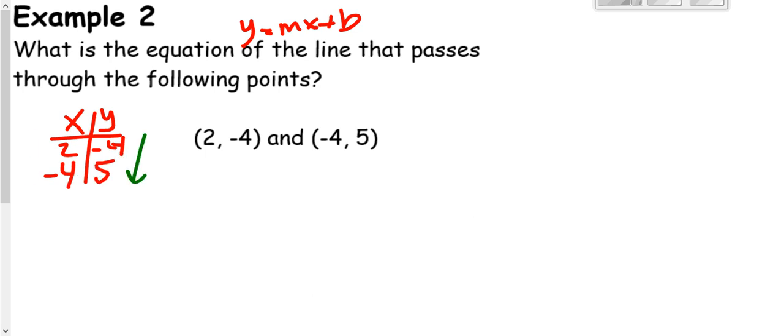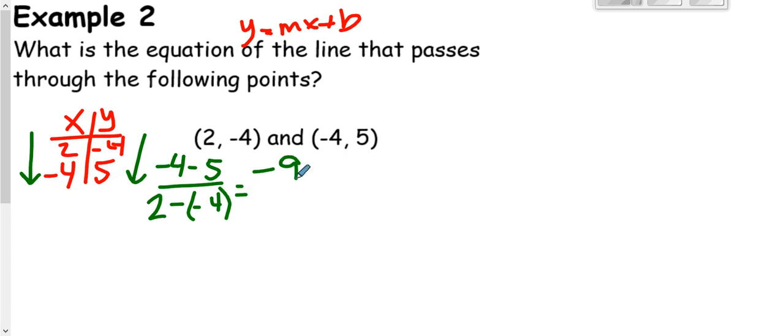And then I'm just going to subtract going down. So I have here negative 4 minus 5. Remember, we put our y's on top. It's rise over run. And then I have 2 minus negative 4. So I get a negative 9 over, change, we get a 6. So we want to reduce this, so it becomes a negative 3 over 2. And remember, that is our m value.